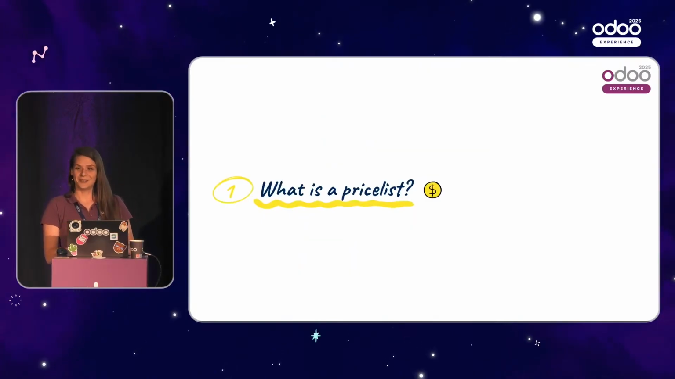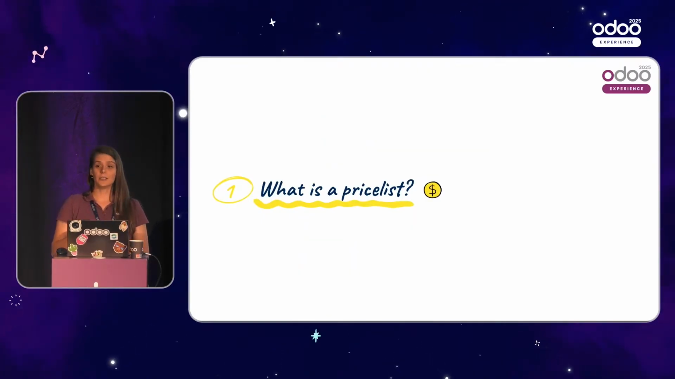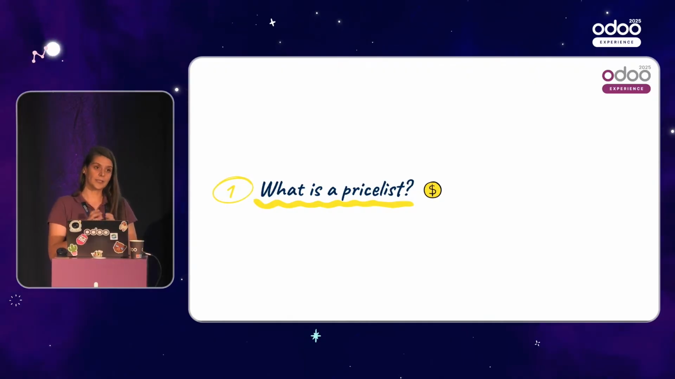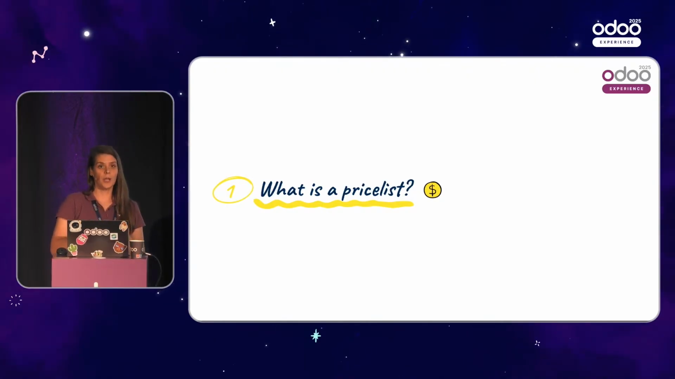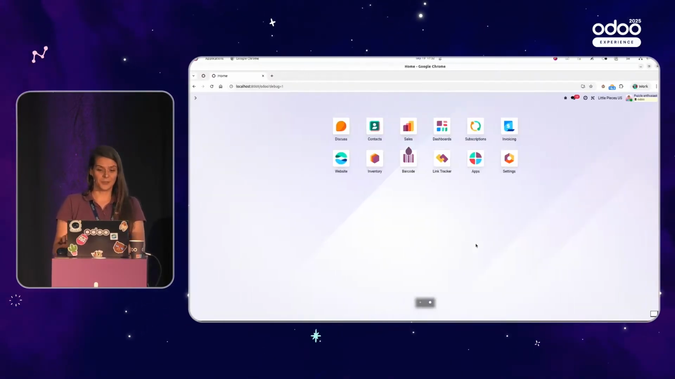So what is a price list in Odoo? In my definition, it is a configurable set of pricing rules that define for each product what price will be shown for each customer and based on specific conditions. So how does it look like in Odoo?